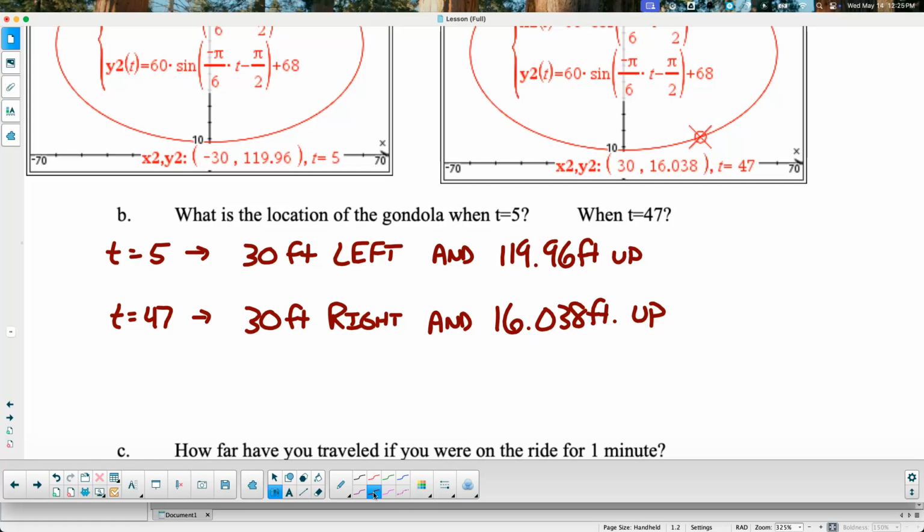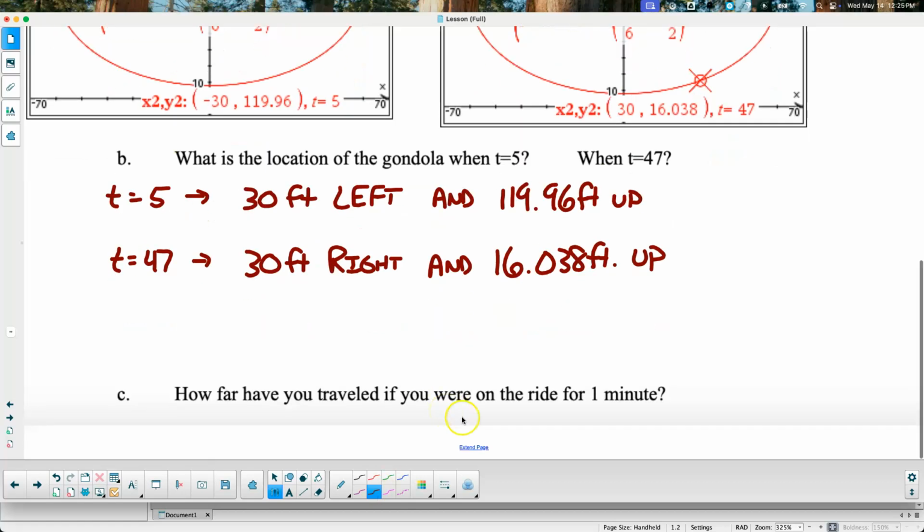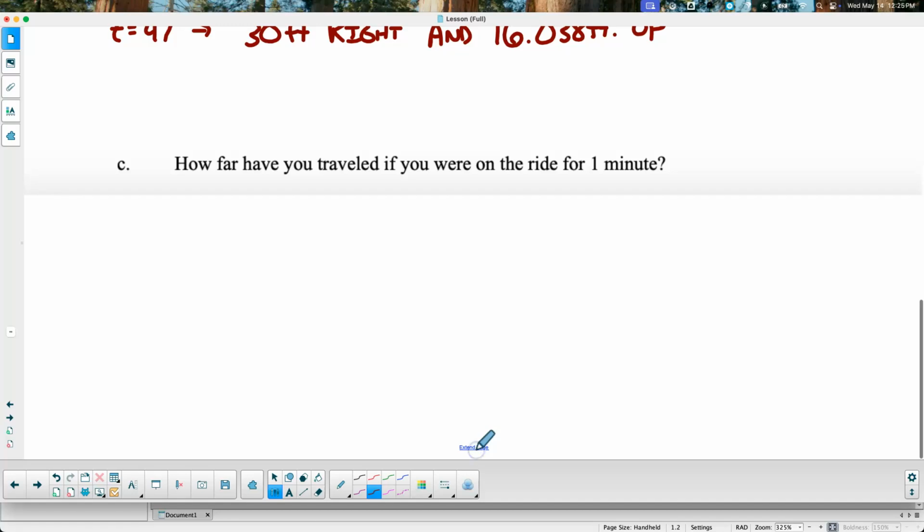The final question here was, how far have you traveled if you are on the ride for 1 total minute? Well, how many revolutions did you make in that 1 total minute? You made 5 revolutions. 60 seconds, you're going around once every 12 seconds. So that means you went around 5 total times, so you went around 5 circumferences of the circle.